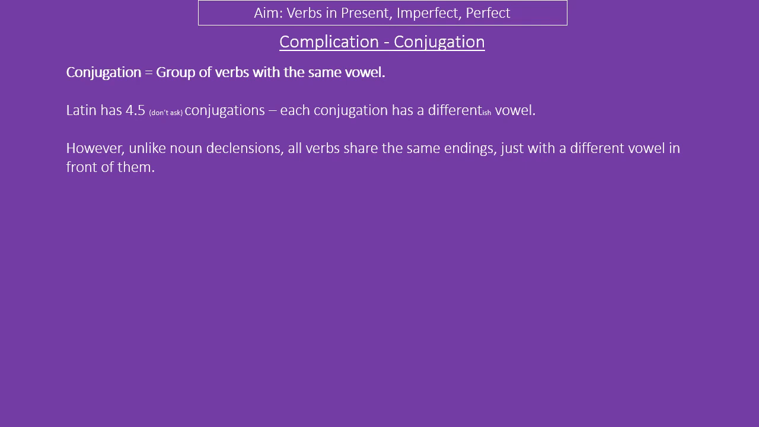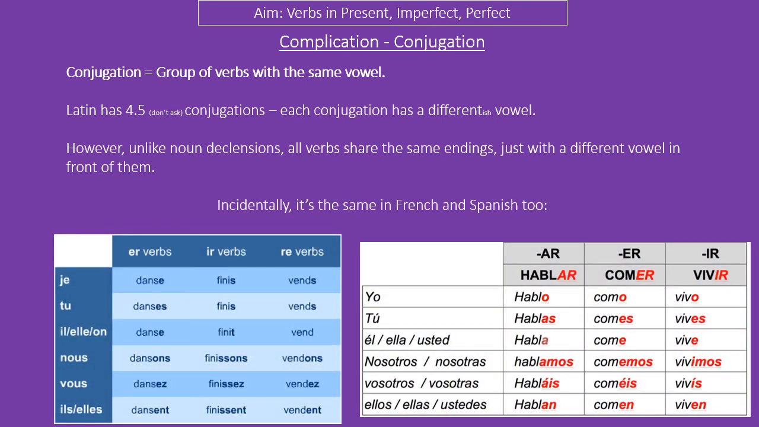Verbs share the same endings. So unlike noun endings, where you really need to pay attention to what declension it is in order to know what the noun is doing, verbs mostly share the same endings, it's just the vowel that goes in front of it that has changed. By the way, this is the same as in French and Spanish, and you don't hugely worry about it when you're doing those languages, but -AR, -ER, and -IR, that's just conjugation. You could call it the AR conjugation and it would be exactly the same. Latin tends to number them, but it doesn't have to. Unless you're writing sentences from English into Latin, you don't need to worry about it too much just yet.